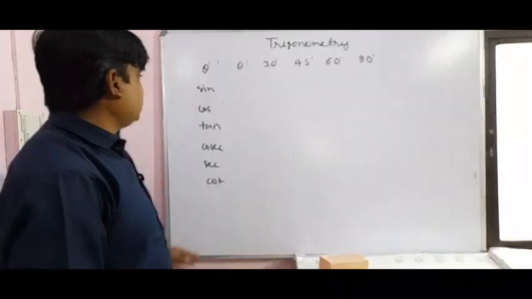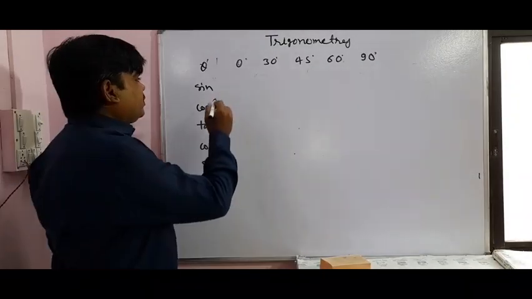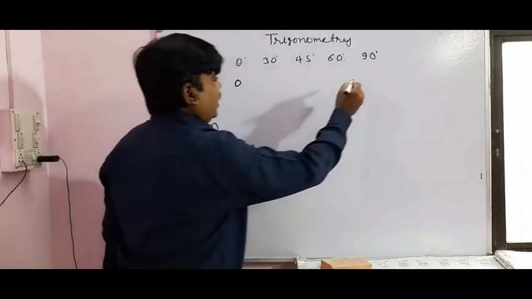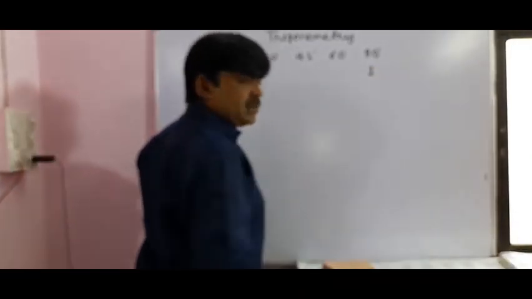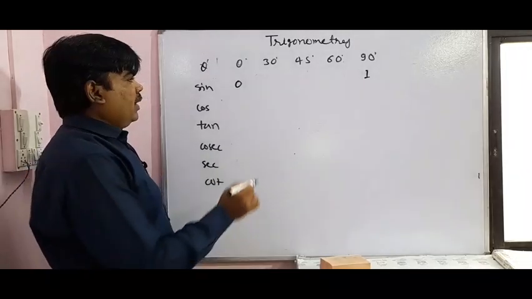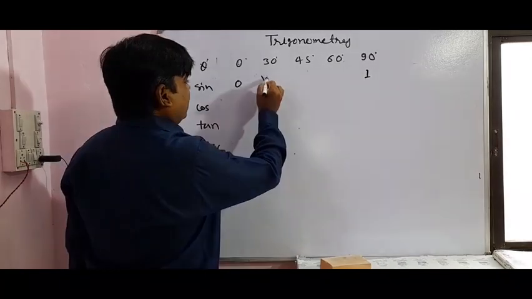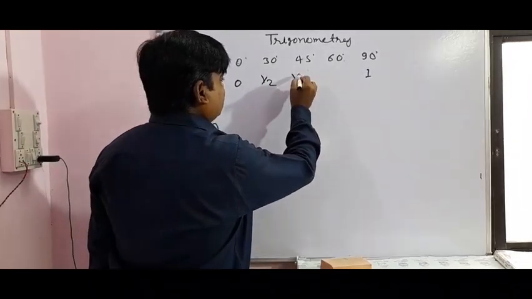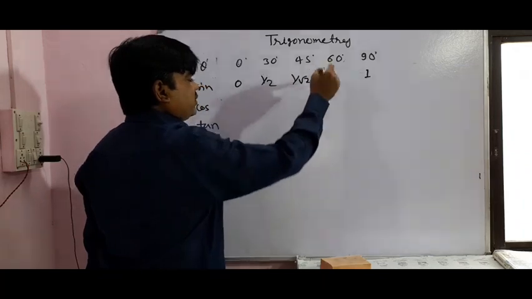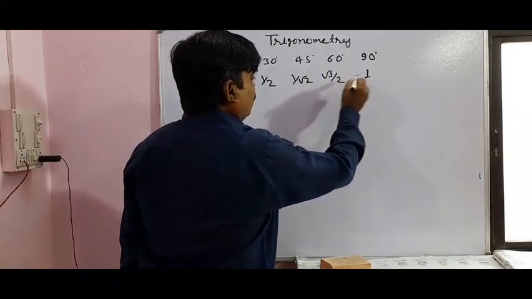How to learn this chart? It's very easy. The value of sine 0 is 0 and the value of sine 90 is 1. Now you have to learn only three values. The value of sine 30 is 1 upon 2, the value of sine 45 is 1 upon root 2, and the value of sine 60 is root 3 upon 2.